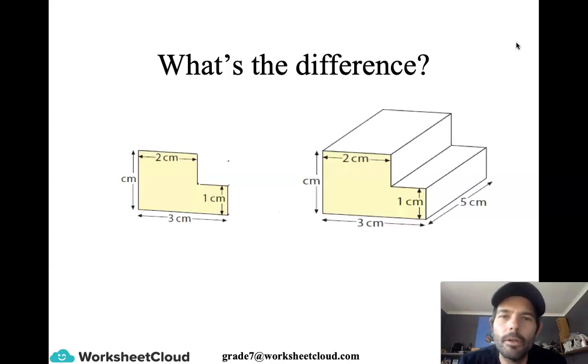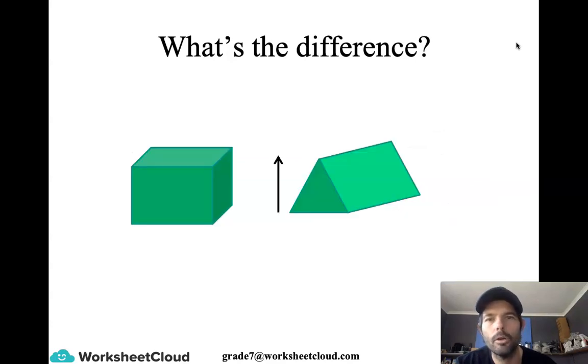So if I gave you this compound shape, and I asked you to work out the area of the compound shape on the left, you would break it up into two, a rectangle and a square. You would work out that area. You would also do the same for the yellow face on the right. And the only difference between these two shapes is that the shape on the right has got a depth of 5 centimeters. So here, what is the difference?